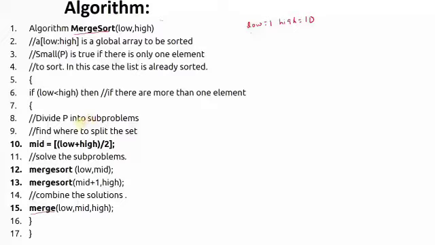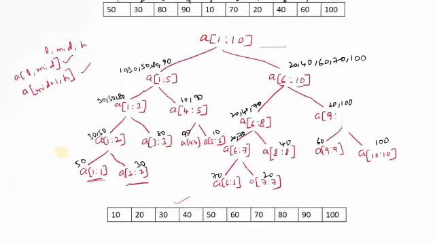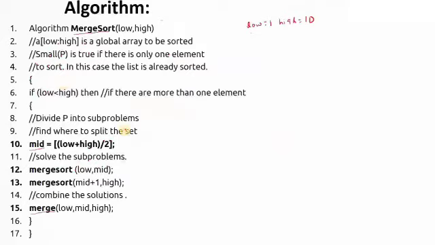Divide the problem into sub-problems, find a way to split the set. So you need to divide the problem, find the way to split. I need to get the splitting criteria, that is by finding the mid value. If I find the mid value, I can split. So I found here the mid value as 5. Somewhere here the mid value is 3. That's why I'm splitting into low comma mid and mid plus 1 comma high. For that I'm dividing it into two parts. So I'm finding the mid value, then solving the sub-problem.